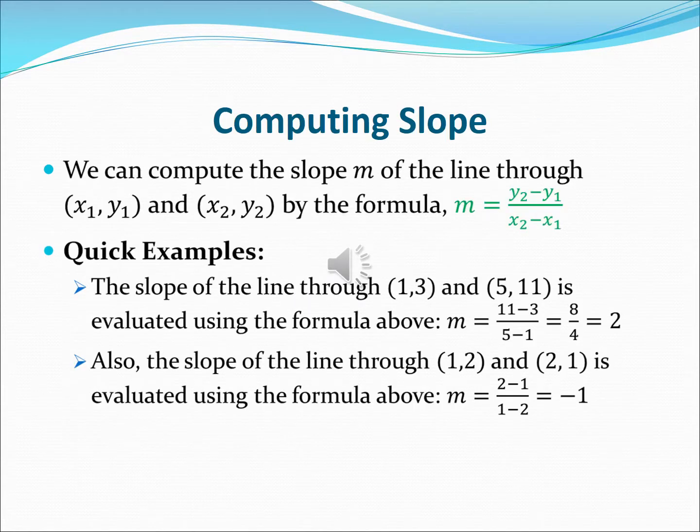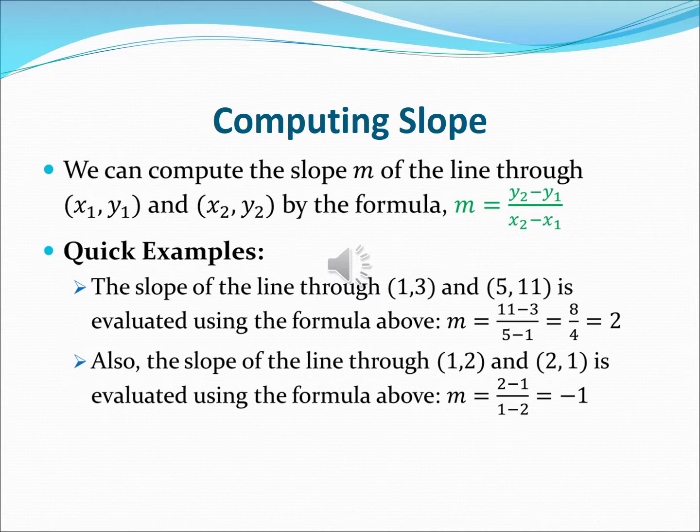Computing slope. We can compute the slope m of the line through (x1, y1) and (x2, y2) by the formula m equals y2 minus y1 over x2 minus x1. The slope of the line through the points (4, 3) and (5, 11) is evaluated using the formula above. m equals 11 minus 3 divided by 5 minus 4, which is equal to 8 over 4, which is equal to 2.